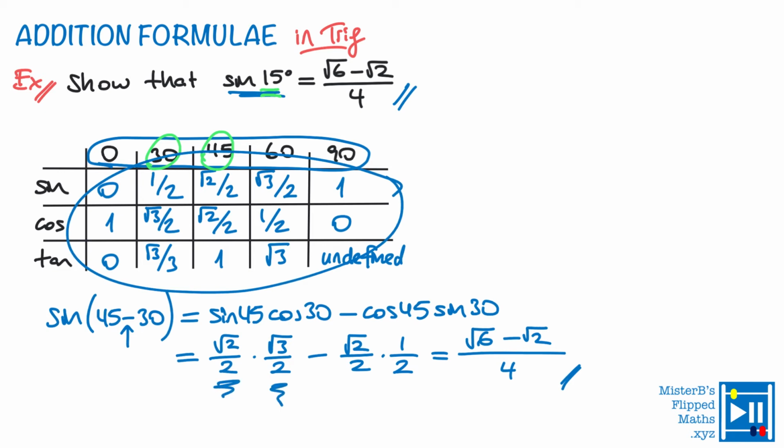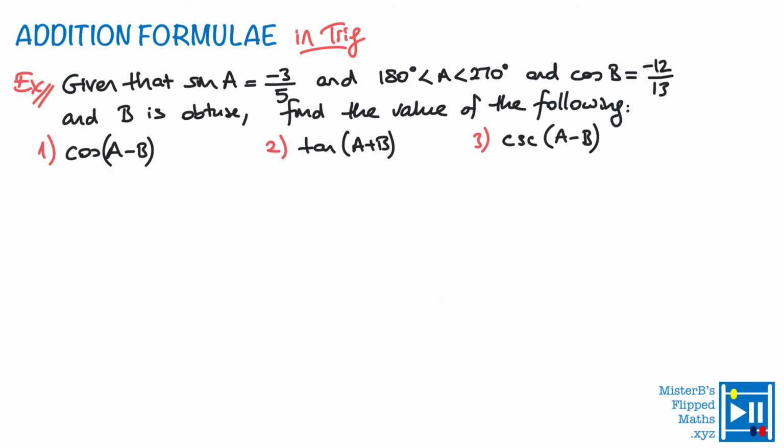Another example. Now in this one we are given the value of sine A and cosine B, and we know where the angles A and B are. Well, this is important because this is how we're going to decide the sign of these values, right? So let's find out cosine of A minus B, tangent of A plus B, and cosecant of A minus B.